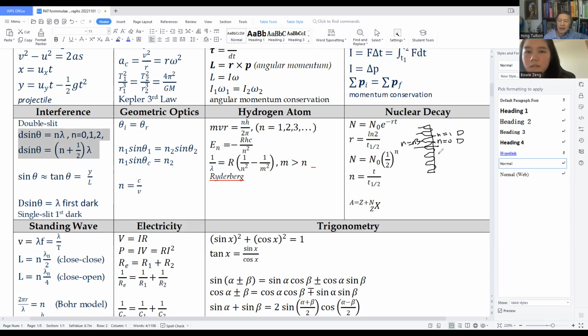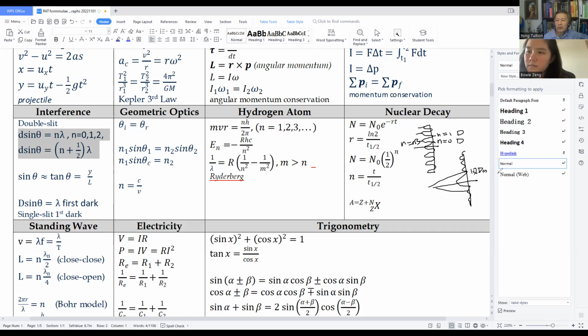However, for the single hole, the pattern is looking like this. The central spot is bright, but the rest gets very weak very quickly. So therefore, this formula is only for this first dark. So the first dark. That makes sense now? Yes.